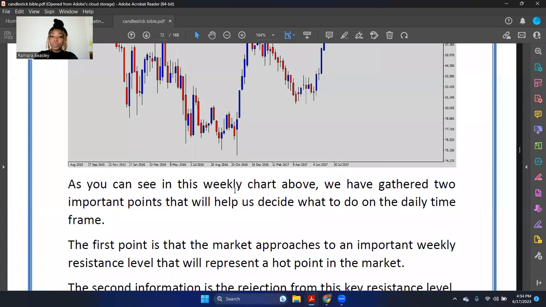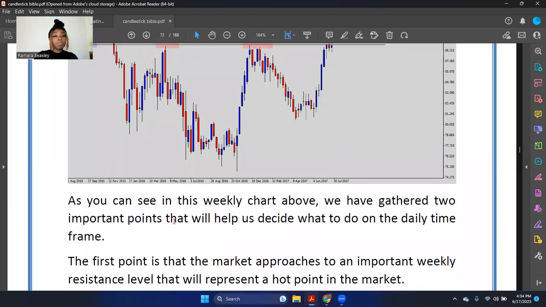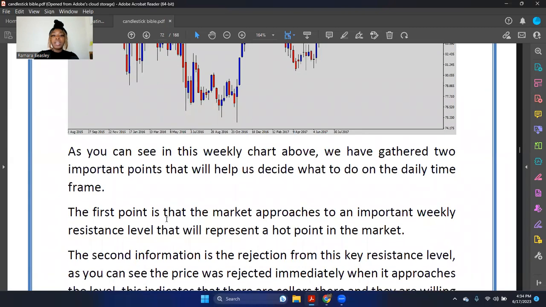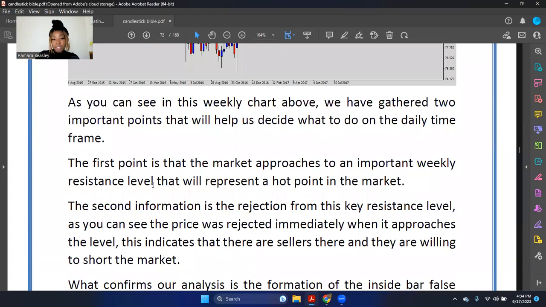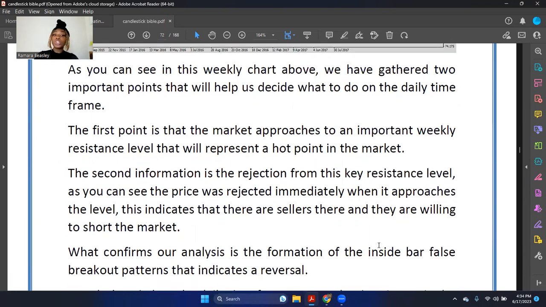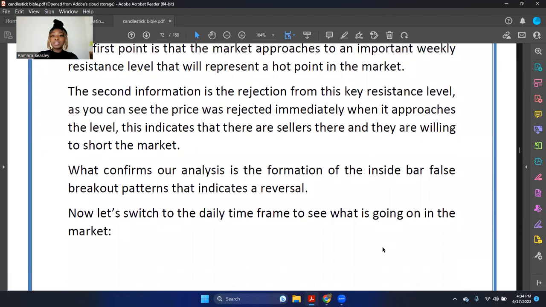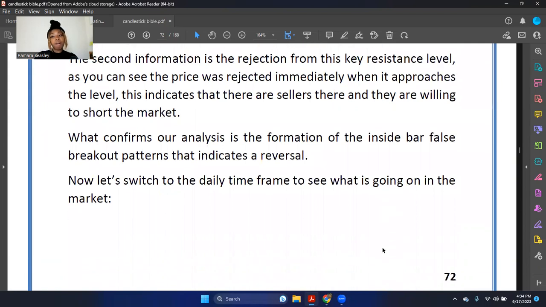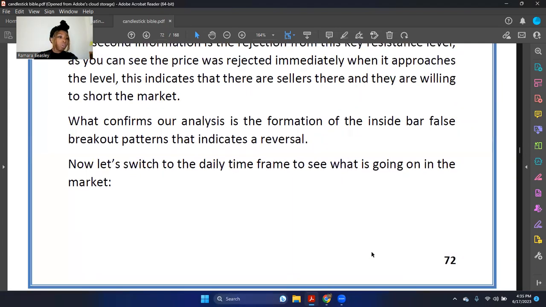So it says, as you can see on the weekly chart above, we have gathered 2 important points that will help us decide what to do on a daily time frame. The first point is the market approaches an important weekly resistance that will represent a high point in the market. The second is a rejection from the key resistance level. The price was rejected immediately when it approached that level. This indicates that sellers are there and they are willing to short the market. What confirms our analysis is the formation of the inside bar false breakout pattern that indicates a reversal.